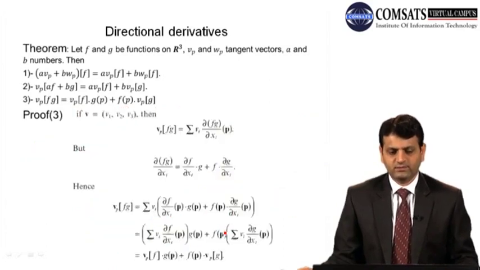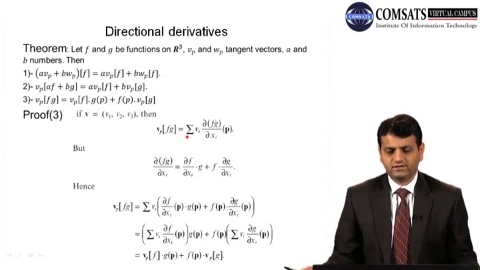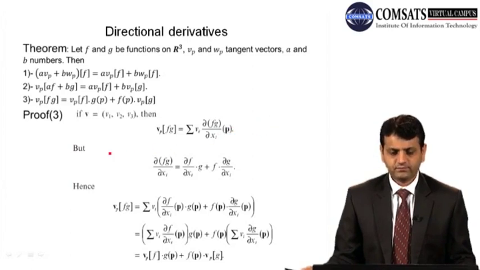So to prove the third part, let V be given in the component form as V1, V2, V3. Then we can write down, according to the lemma which we just proved, that the directional derivative of fg in the direction of Vp is the same as V1 partial fg by partial x1 at point P plus V2 partial fg by partial x2 at P plus V3 partial fg by partial x3 at point P.